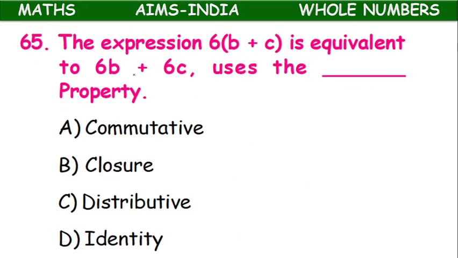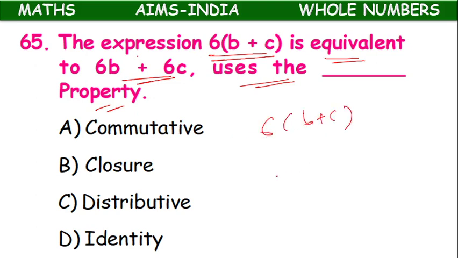Next. So the expression 6 into (B plus C) is equivalent to 6B plus 6C. 6B plus 6C uses the dash property. So here 6 into (B plus C) is there. Here the bracket is there, the "into" they have not mentioned, but we can keep "into" there. Means here B and C are associated, and here we have multiplication and addition.